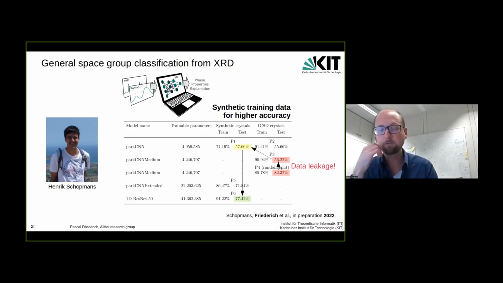One of the ways of improving that is by generating synthetic data and not just relying on the ICSD data that exists, but creating synthetic crystals. So Henrik came up with an algorithm that on the fly generates an infinite stream of synthetic crystal structures, then simulates the XRD diffractogram, and then trains a machine learning model. And here we can go to very, very deep and large models.